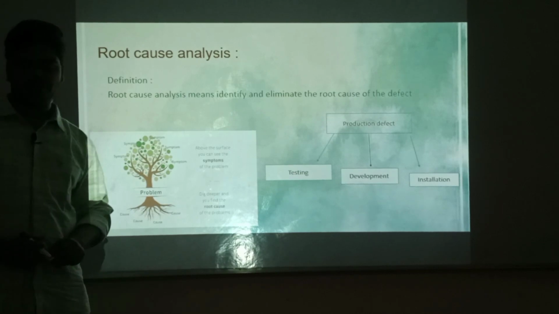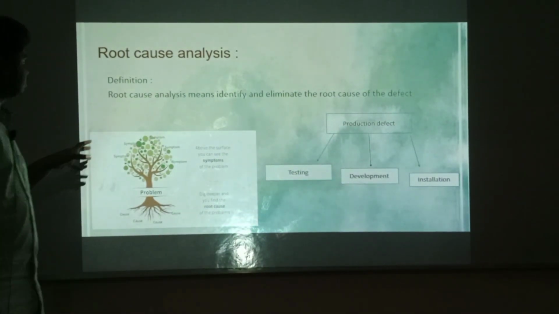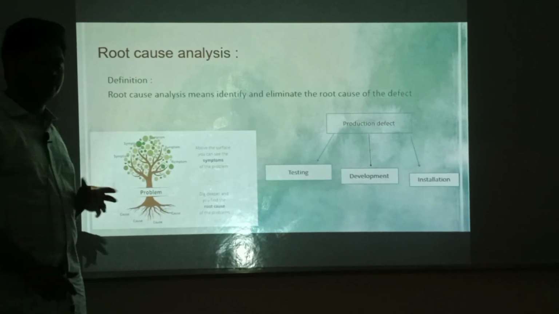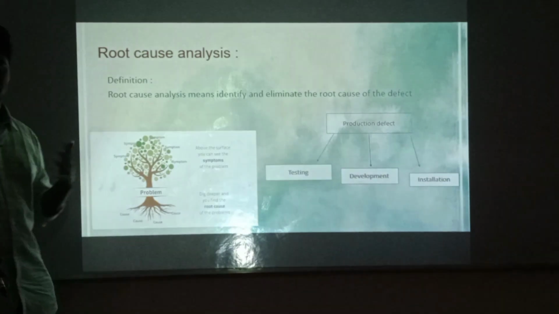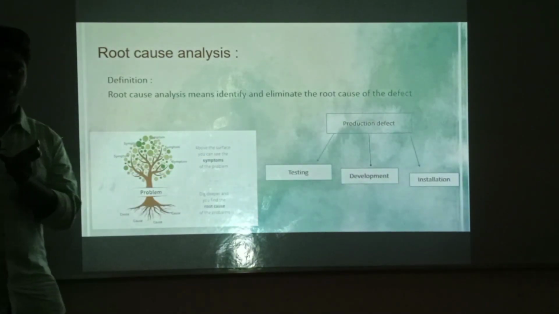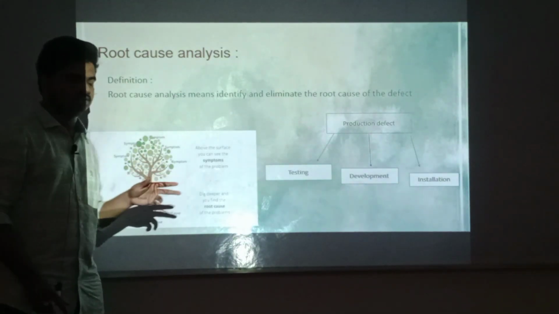Myself Ramesh Kumar Aksetti. Now we are discussing one of the important topics in the testing department. It is root cause analysis. Root cause analysis means identifying and eliminating the root cause of the defect. Defects occur during production or during testing. There is a main root cause for a particular defect. We need to find the defect, find the root cause, and eliminate the root cause.